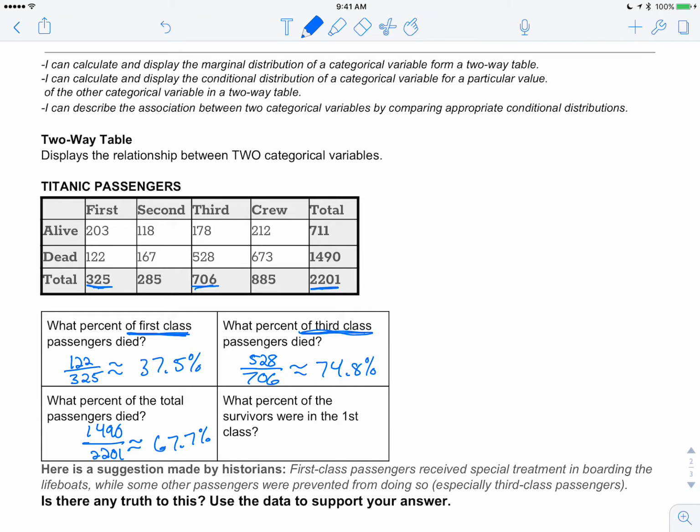Last question, what percent of the survivors were in the first class? So of the survivors, that's your new denominator. Survivors ended up being 711 up here. So what percent of that 711 is going to be a set of first class people? So that's 203. So 203 out of 711, approximately 28.6%.